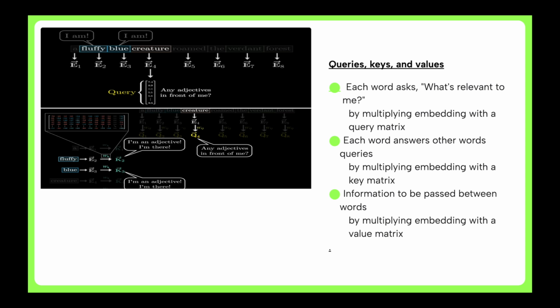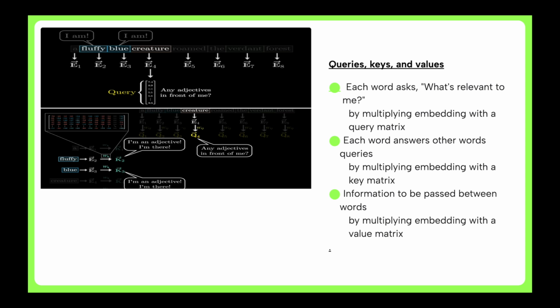So queries essentially ask what's relevant to me. For example, in the picture up top there, if we focus on the word creature, the word creature is going to ask, are there any adjectives? Are there any nouns around me? What can these words around me tell me about what I actually mean? The query vector is obtained by multiplying the embedding by the query matrix.